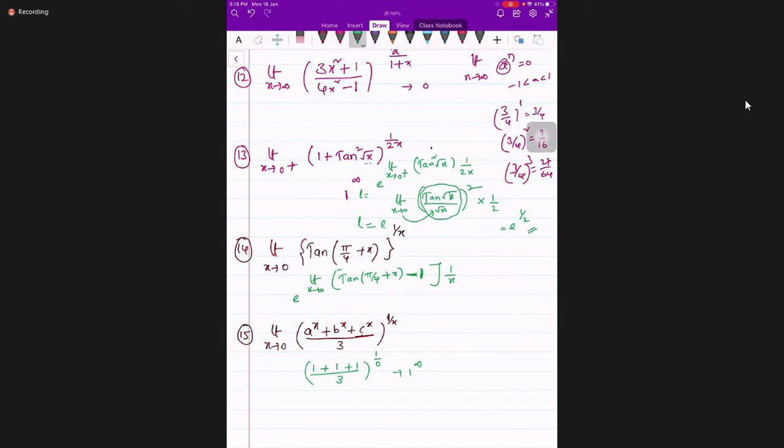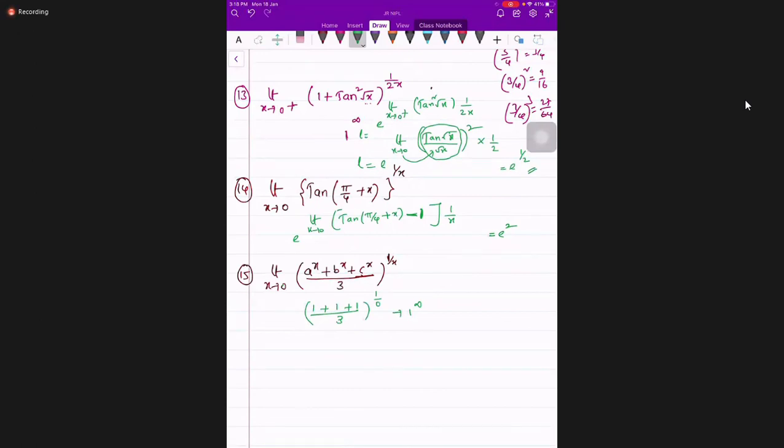Tan 45 is 1, no? Yes, sir. 1 plus tan x divided by 1 minus tan x. Then take the LCM. We'll get the answer, e power 2, right? Yes, sir. Okay. Remaining.